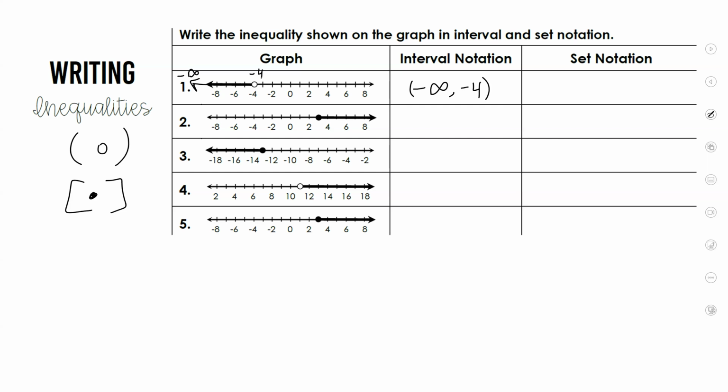Here, what's on the left? 3. So that will go first. This is pointing to the right, to infinity. That goes second. You always move left to right, least to greatest. Okay? I will let you guys do the rest of those.